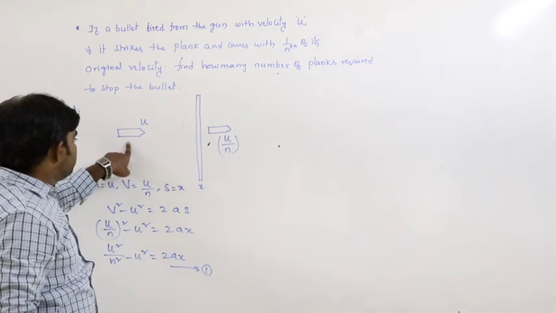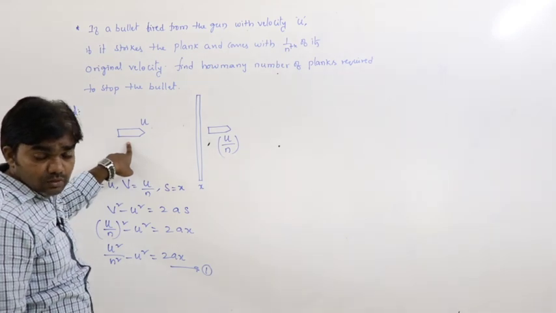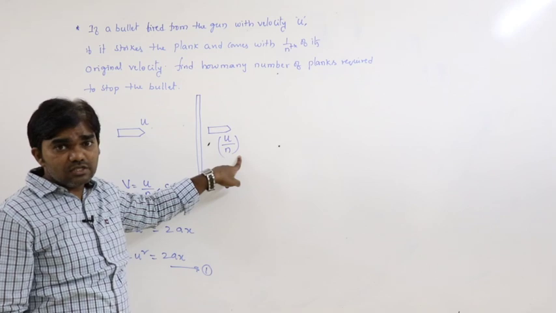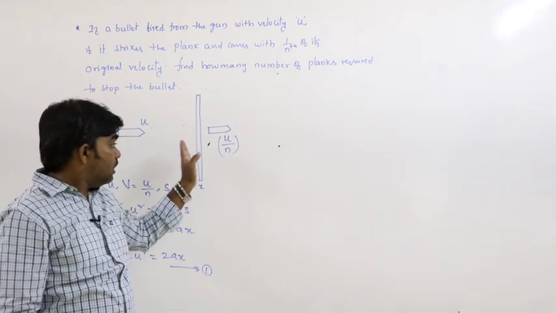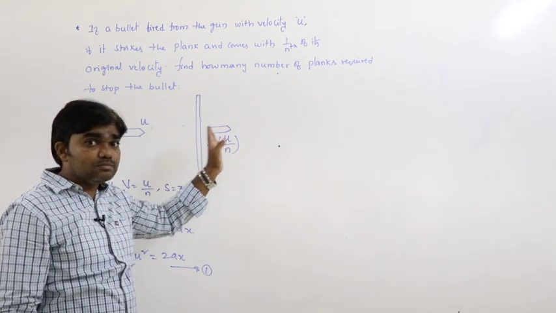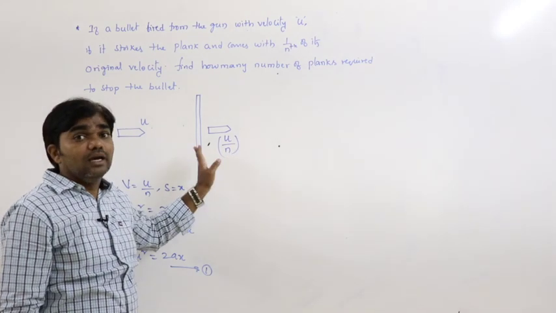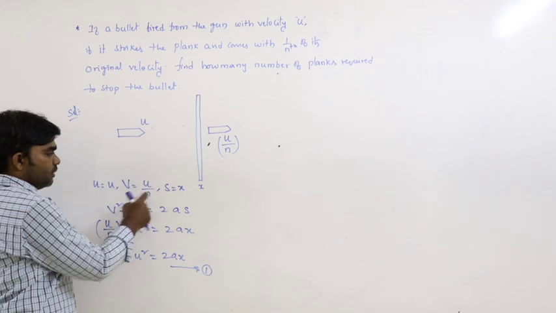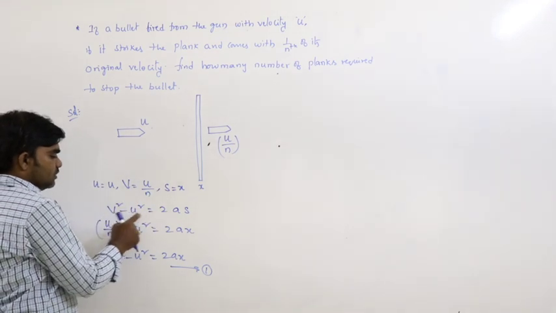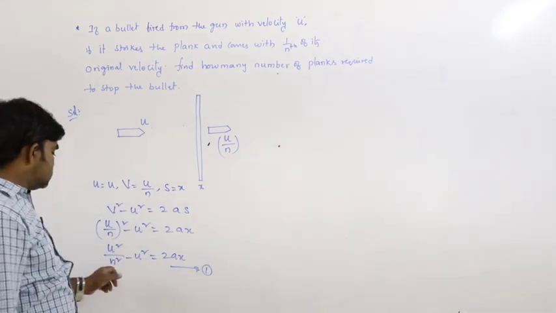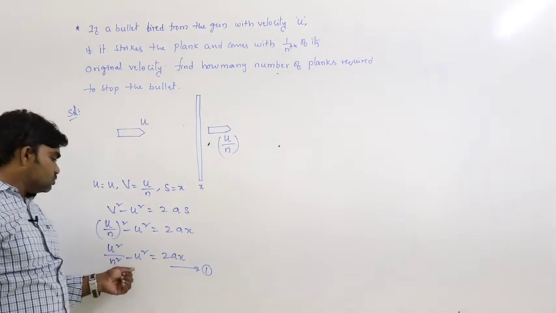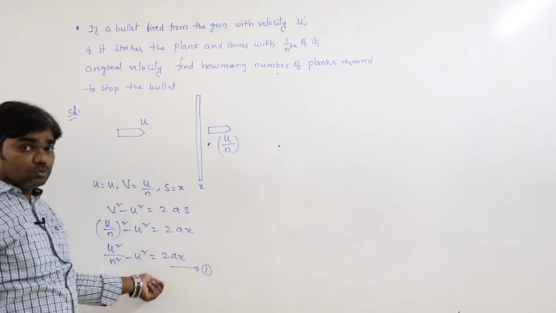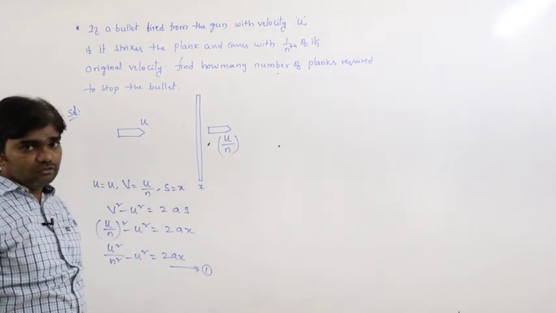First its velocity is u. After striking this plank, it comes out with velocity u by n. So v equals u by n, s equals x. Then v square minus u square equals 2as, giving u square by n square minus u square equals 2ax. What is x? The width of the plank.